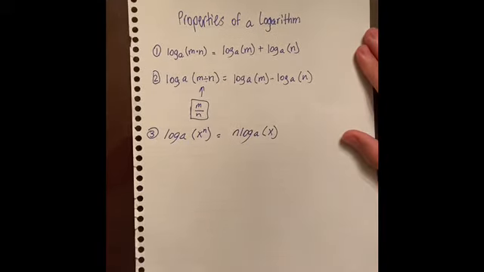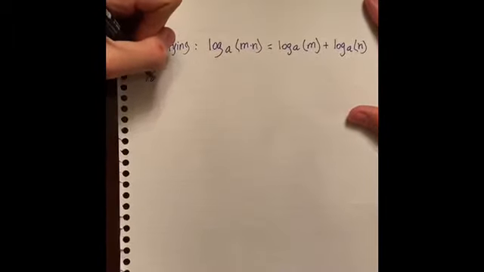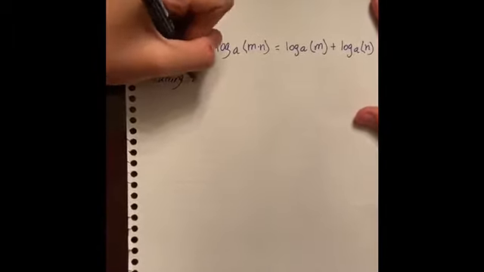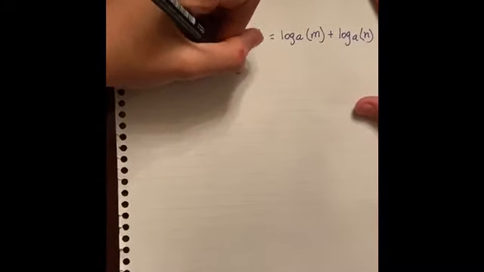Right off the bat, you should be noticing that there are similarities between the laws of exponents and the laws of logarithms. And just like the laws of exponents, the laws of logarithms must be verified in order to be true. In this case, let's take a random law of logarithms. Let's say the first one, which states that log base a of m times n would equal log base a of m plus log base a of n.